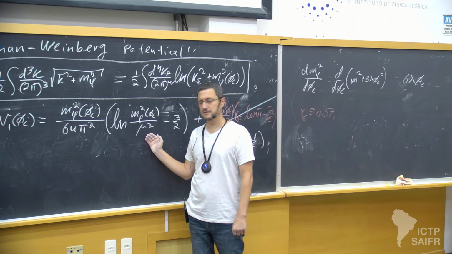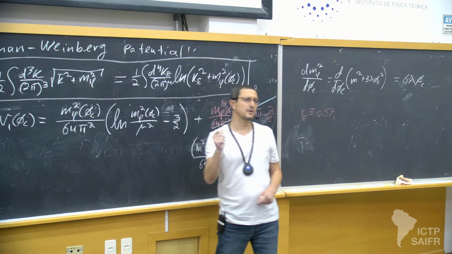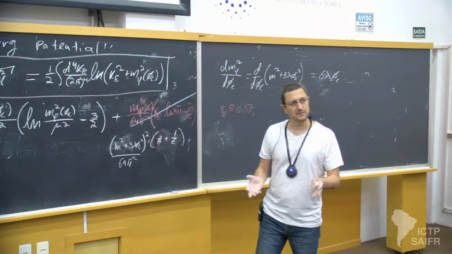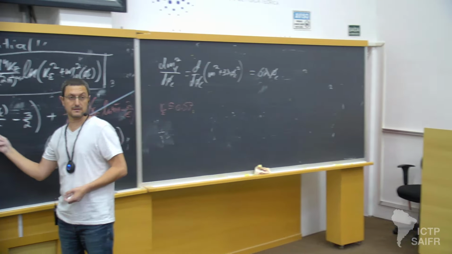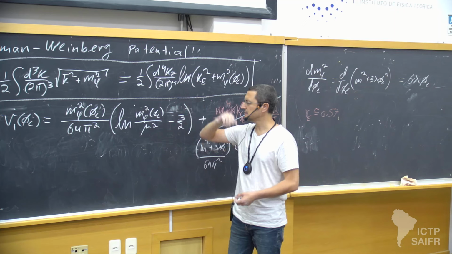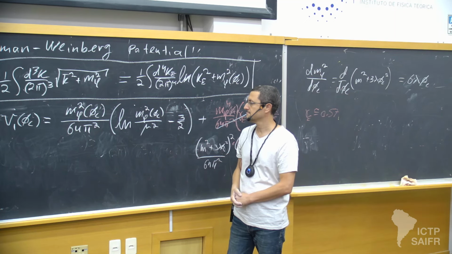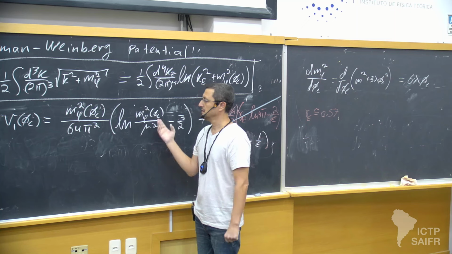At small fields, maybe I should say this mu is an arbitrary parameter. I can choose it to be whatever I want. Nothing in the physics can depend on it. I'll explain next time why things don't depend on it. But let's set it to 100 GeV. I can set it to some number and then define the theory. So this is just a constant.